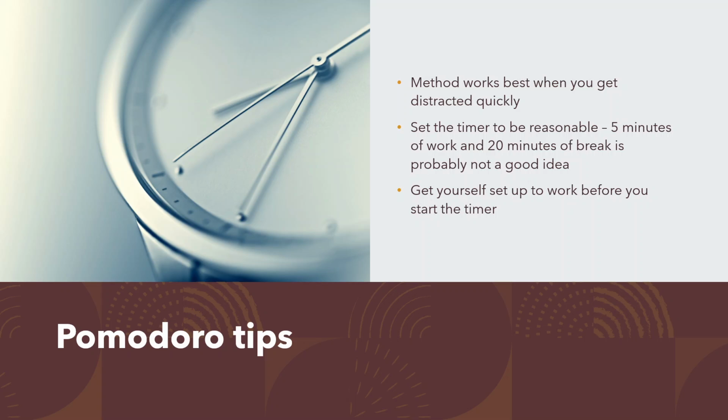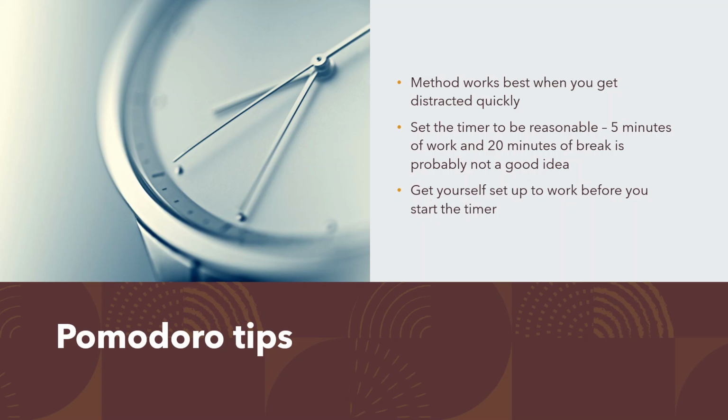Here are some tips. This method works the best when you personally get distracted very quickly. So I want you to think about setting the timer to something that is reasonable for both the work and the break. And what reasonable means is going to be up to you. It's going to be up to the task. And honestly, if you need to have a 5-minute break every 20 minutes, that's a great thing. If you need to have a 20-minute break every 5 minutes, well, that's probably not a good idea unless you're having extreme difficulty getting started and unless you're ready to start increasing the amount of time you work.